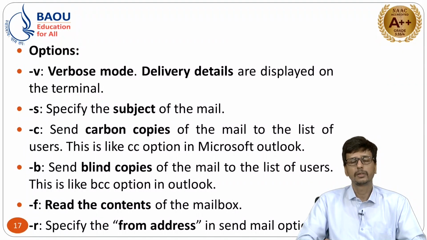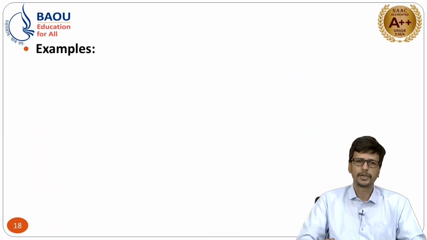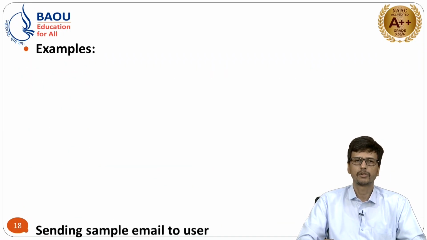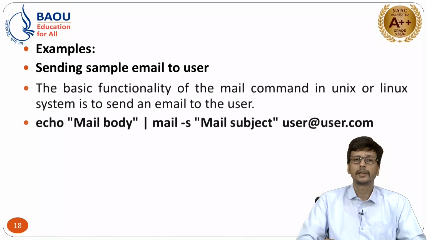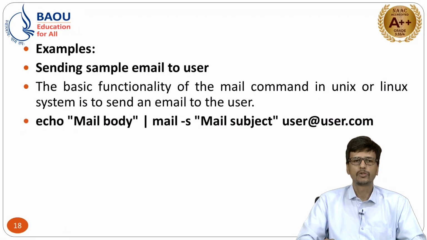Generally, when we use the mail command, we are not passing the from address, but if you explicitly want to pass a from address, you use this r option, right? We can see one example so you can get more idea. Sending a sample mail: echo mail body. Suppose your message body is not so lengthy, it is quite small.